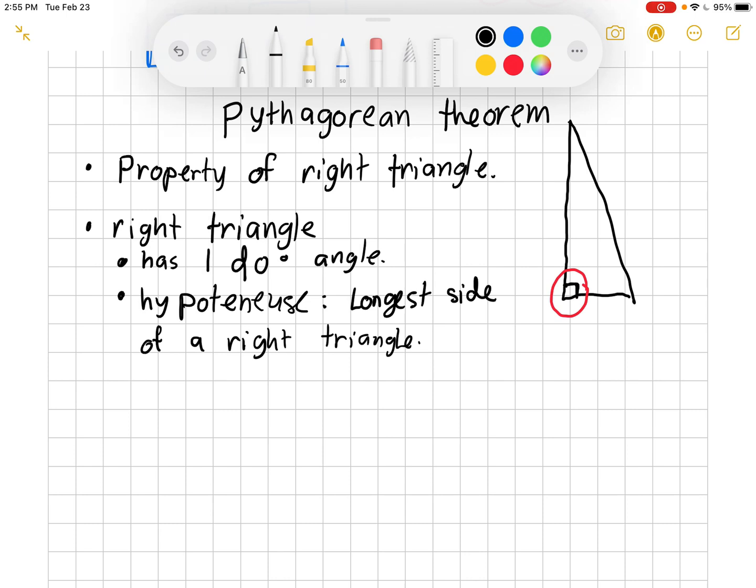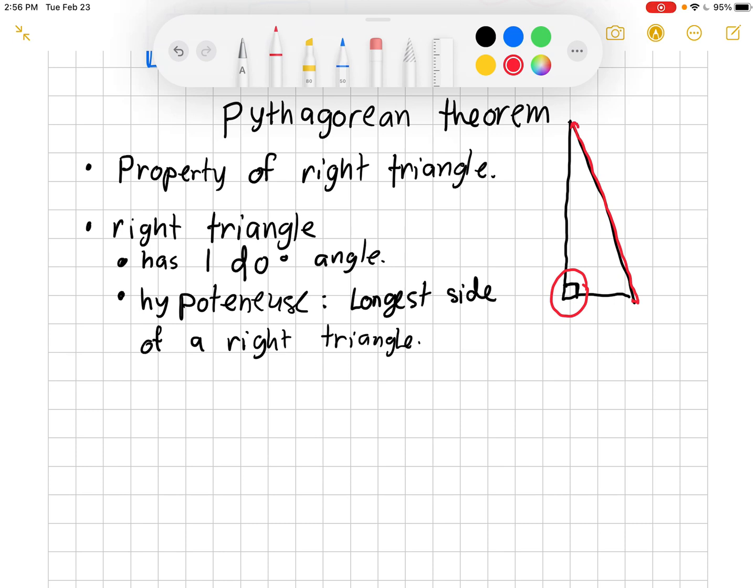The hypotenuse is the longest side of a right triangle. It's usually fairly obvious what side that is. If you're struggling, know that the hypotenuse is always going to be opposite the right angle. So it's always going to be the side that doesn't touch the right angle. So in this case, the hypotenuse is this line right here, okay?